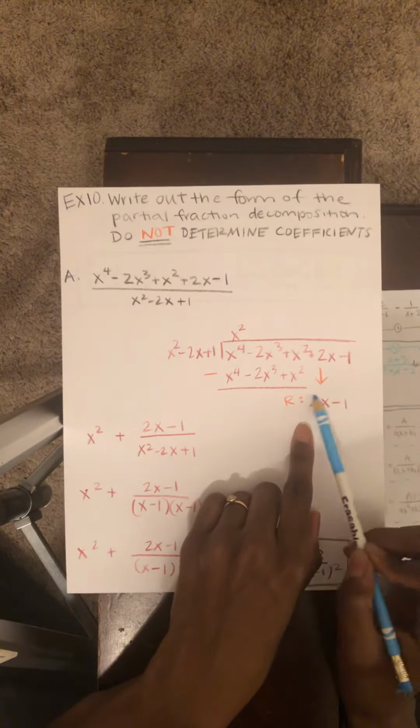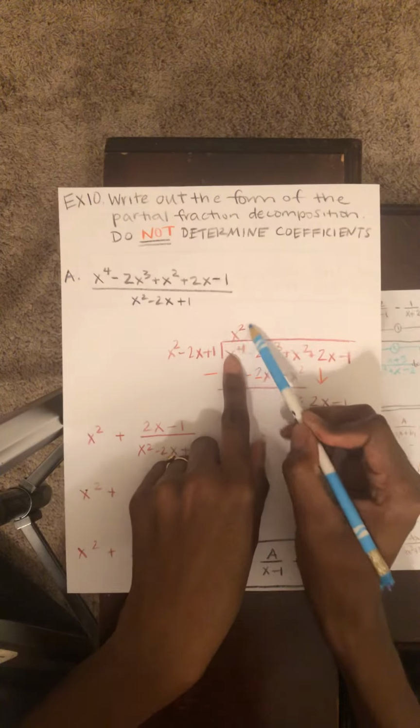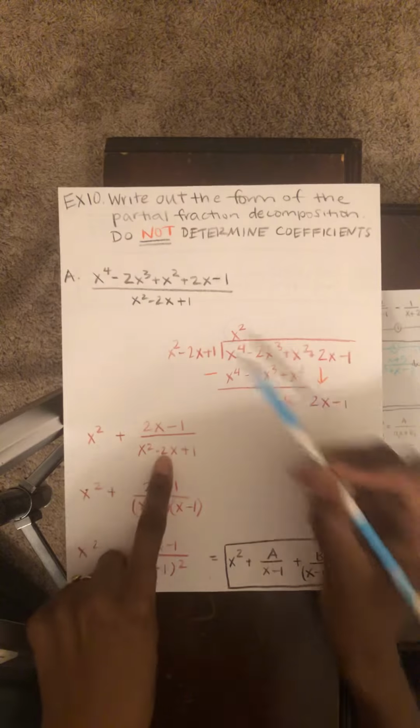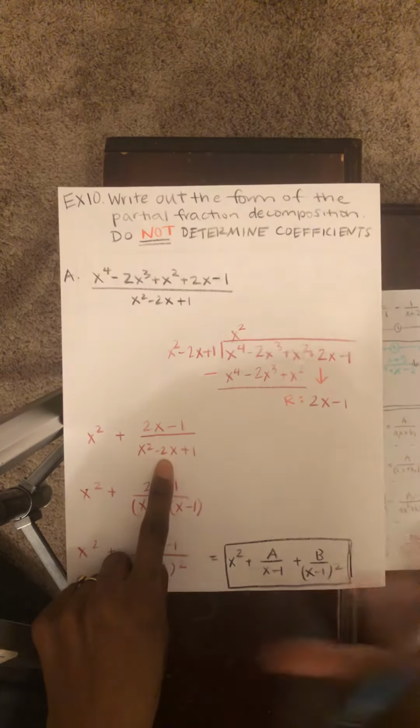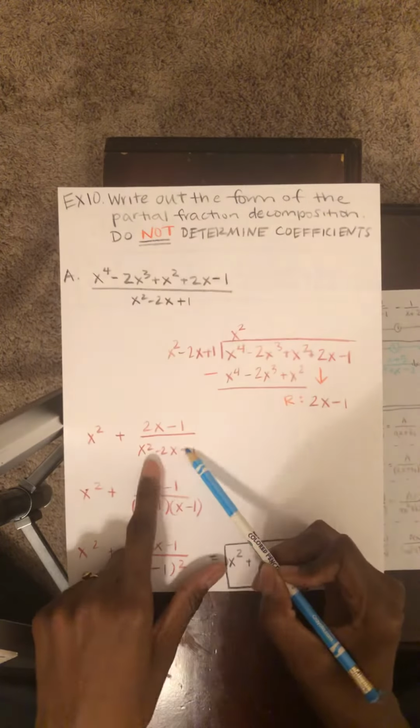Remember, your remainder, you just divide it by your whole fraction. So we had x squared, so we put the x squared, and then we add our remainder divided by the original denominator. Sorry, I said divided by the fraction. I meant divided by the denominator, okay? So now we have this.